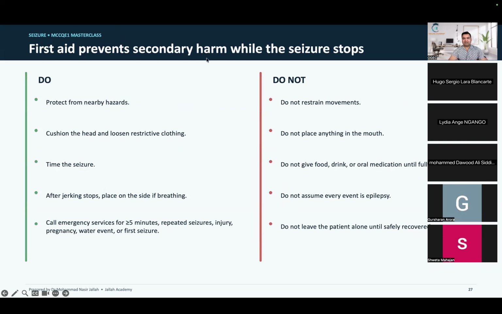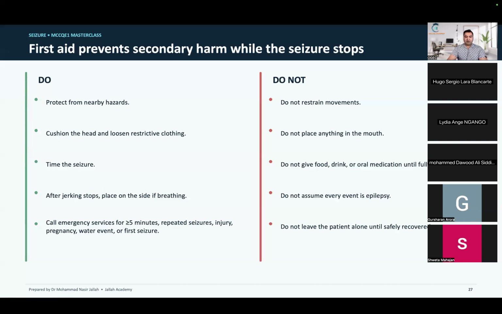First aid prevents secondary harm while the seizure stops. Do protect from nearby hazards. These are the things that, if you're doing your NACOSCI, you need to have as part of your consultation. What to do, what not to do: protect from nearby hazards, loosen tight and restrictive clothing, time the seizure, after jerking stops place on the side if breathing, call emergency. The patient is breathing, so put them in the coma position, right?